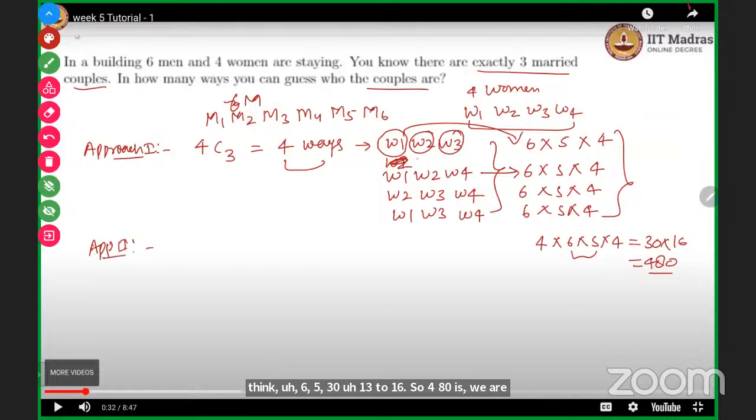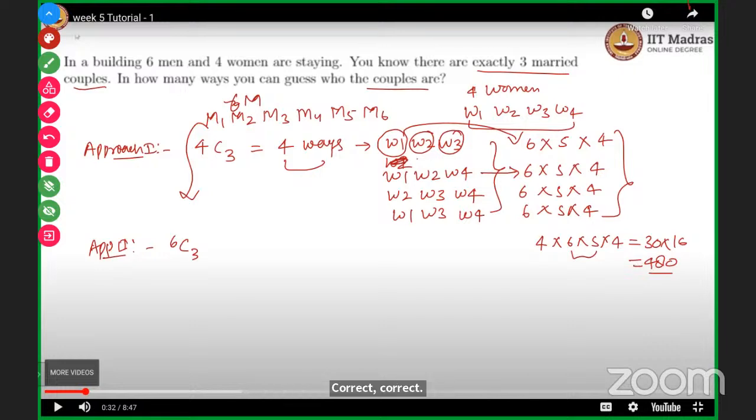Here, what we can do to get these three married couples: there should be some three men who will get married, right? So what is the possible way I can find three men out of six? It can be done in 6C3 ways, right? Now you are taking men into consideration first, then matching them with the women. Let's see whether we get the same answer or not.